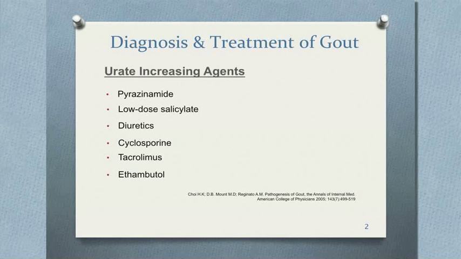Now, when looking for risk factors for gout, it's important to look at not only diet, but drugs that can affect the serum uric acid. There are several drugs, including pyrazinamide, low levels of salicylate, diuretics, cyclosporin and tacrolimus, and ethambutol. Ethambutol and pyrazinamide, as you know, are two drugs which are used for tuberculosis. And I invite you to look in the reference, which will give you the mechanism of action of these drugs.